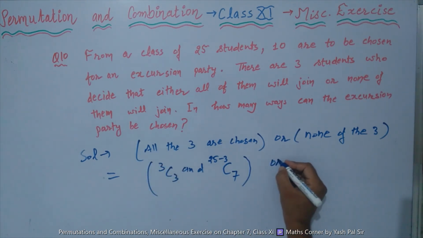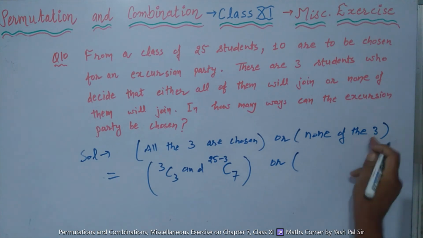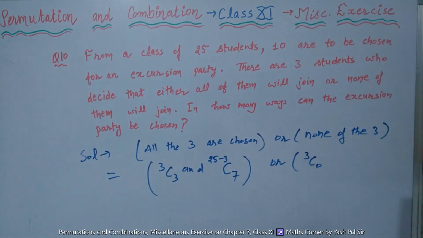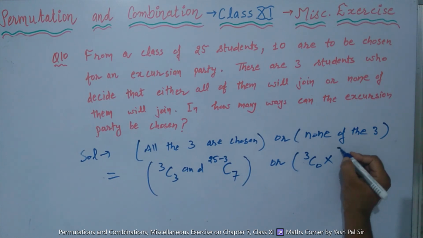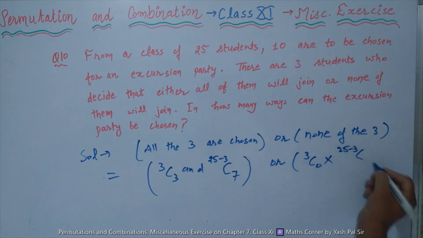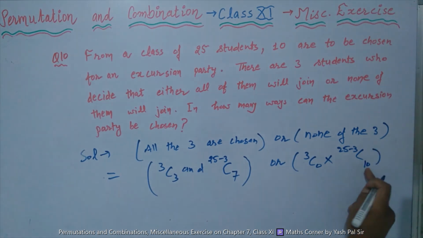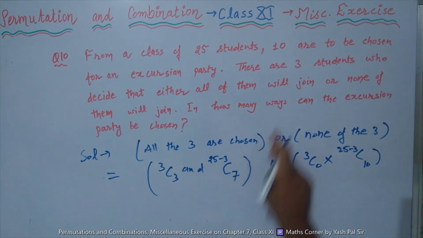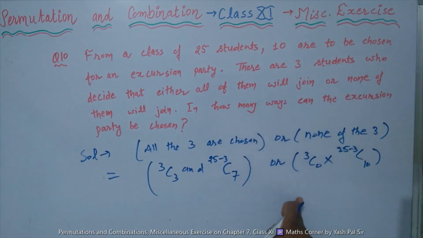Or none of the 3 are chosen, so 3 out of 3, not a single one is chosen. So what we say, out of 25 minus 3, how many are selected? They are selected 10, because 0 plus 10 equal to 10, 3 plus 7 is equal to 10. Only 10 students are to be selected, right? So this way, how to solve this question now?